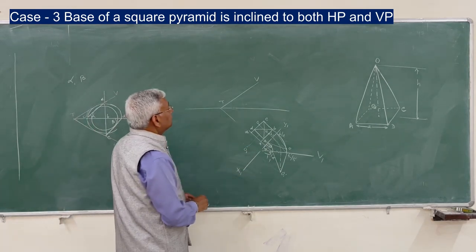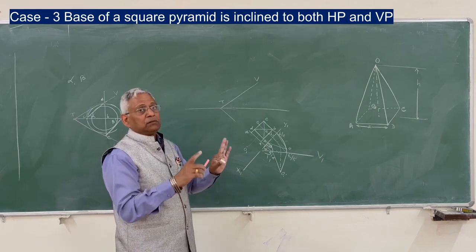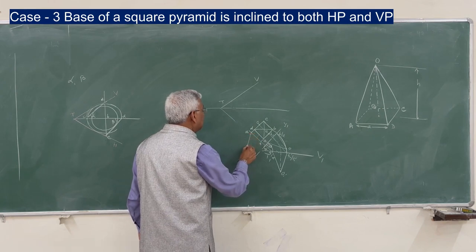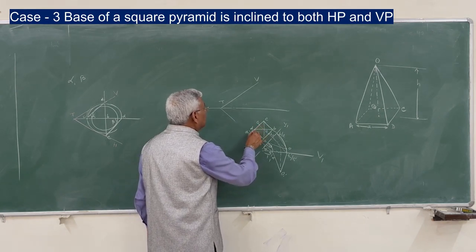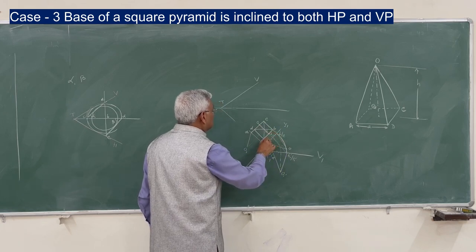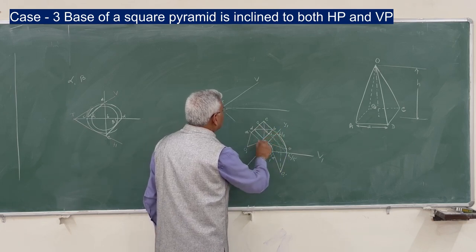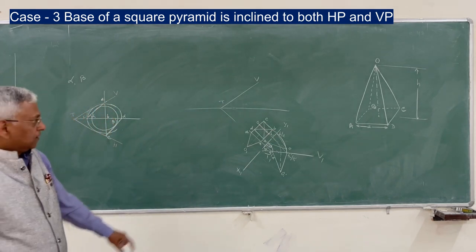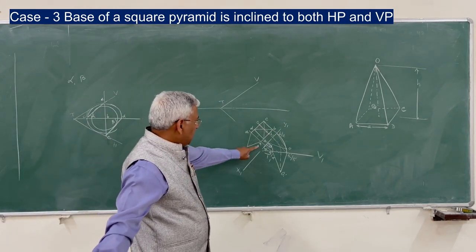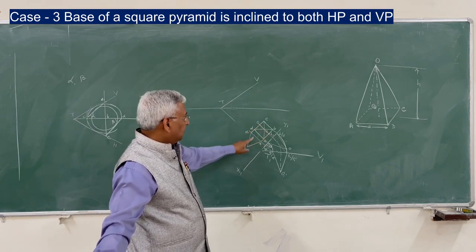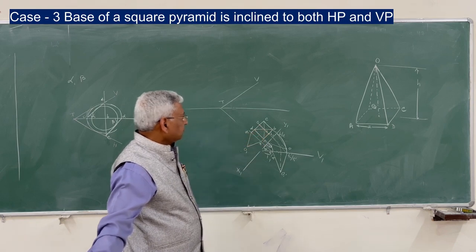Now, again the same thing, you draw the boundary projection: O1, D1, C1, B1, A1, and O. That is the boundary projection. Okay? These are the points: A1, B1, C1, D1, O1. These are the points. These are the original points A, B, C, D.